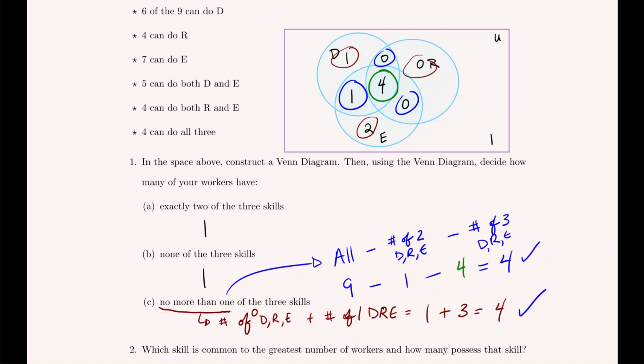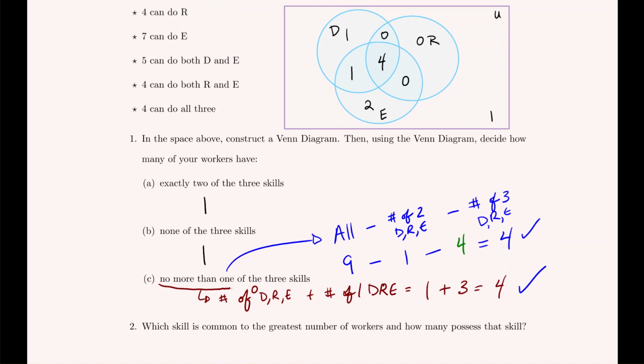Now our next question is, which skill is common to the greatest number of workers, and how many possess that skill? Now in this case, we're just interested in the 3 things listed, drywall, roofing, electrical. What was the maximum number of individuals who raised their hand? And for this, we could either look at the Venn diagram, or this is direct enough we can just look at our survey results. Of the 3 skills that were directly asked, the most individuals who raised their hand was the 7 for electrical work, so we would say 7 electrical work, and the number of individuals was 7.